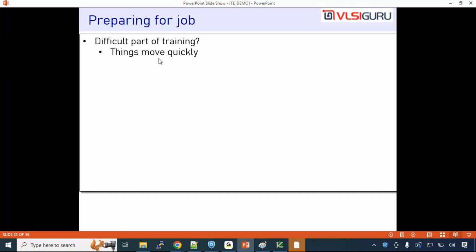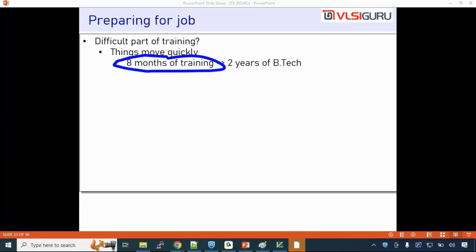Let's say digital design you used to learn. In your college, it used to run for 1 semester. Less things only, but for 1 semester. Here, we do more things, a lot of things in a shorter duration. See, 8 months of training, what you do here is almost equivalent to 2 years of your BTech. Take any 4 semesters, third, fourth, fifth, sixth. Whatever amount of knowledge you learn during those 4 semesters is what you will learn in the 8 months of training.